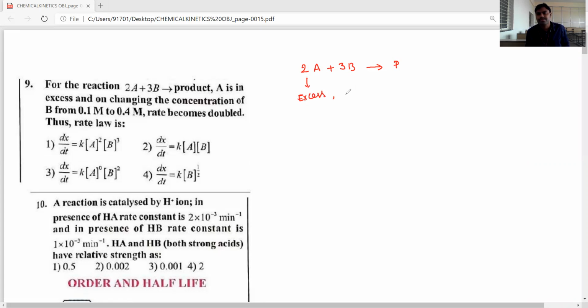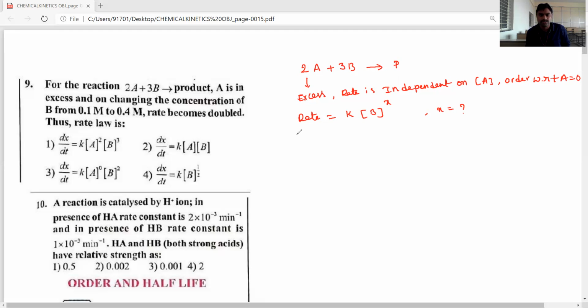Excess means what, ma'am? The rate is independent of the concentration of A. Hence, the order with respect to A is 0. So the rate expression, or rate, depends only on the concentration of B. Its order, let it be x. So we have to find the x value from the given data.